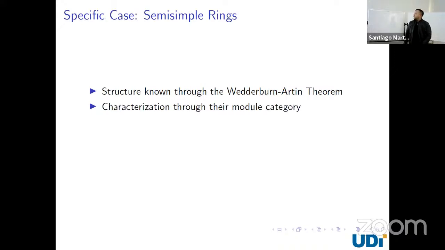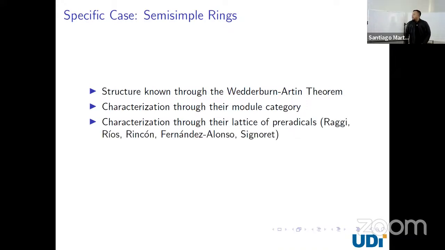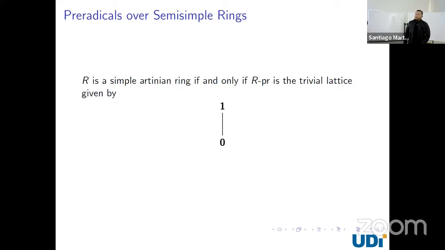And the characterization through the module category says that every module here is projective, is injective, and every module can be expressed as a direct sum of simple modules. The most recent characterization we have of this ring is through the lattice of radicals, through the works of Reyes, Ríos, Rincón, Fernández Alonso, and Signoret. Basically, they found the characterization that says that this lattice is a finite Boolean lattice. So we have this example here. If we take an Artinian ring, we can have a lattice like this one.